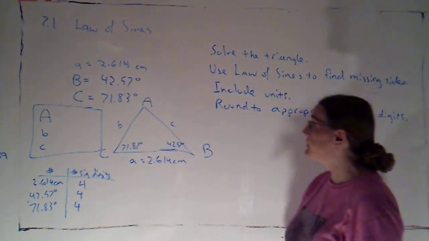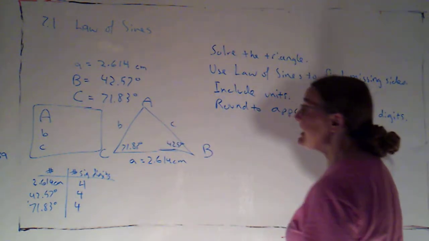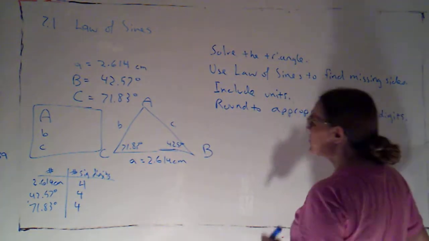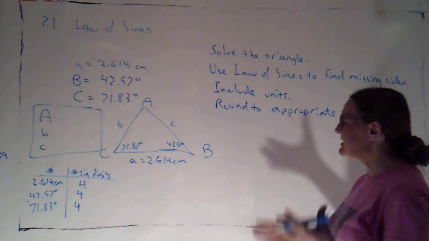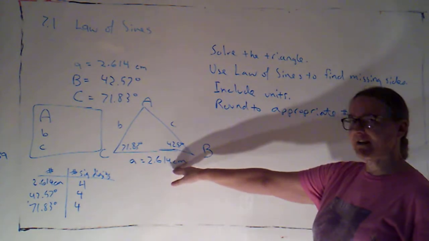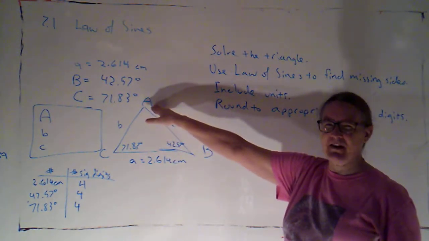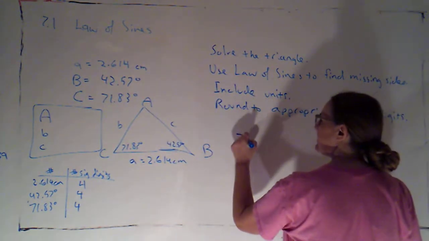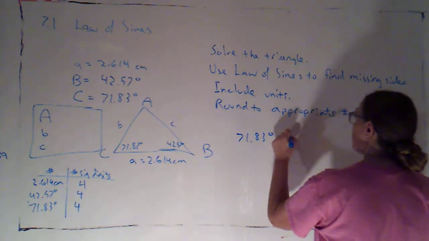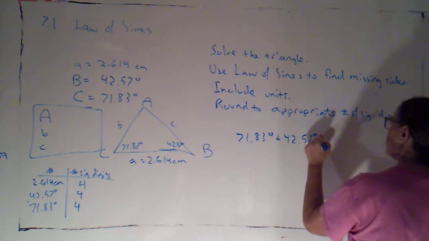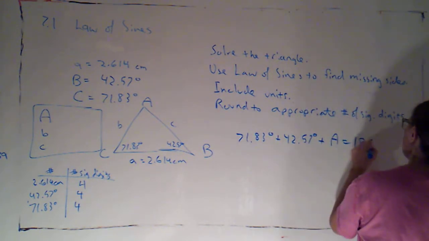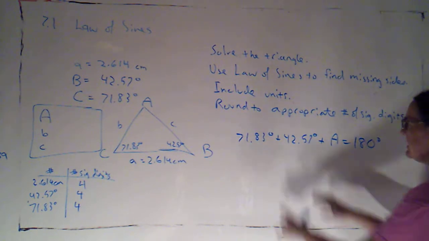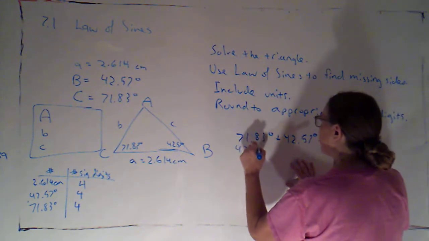Okay. All right, for finding angle A, which I think I do want to do first, because I only know the one side, I'm going to need to know the angle that's opposite it if I'm going to use law of sines. Okay. So I know that 71.83 degrees plus 42.57 degrees plus A has to equal 180 degrees. So let's see what these two are when I add them together.